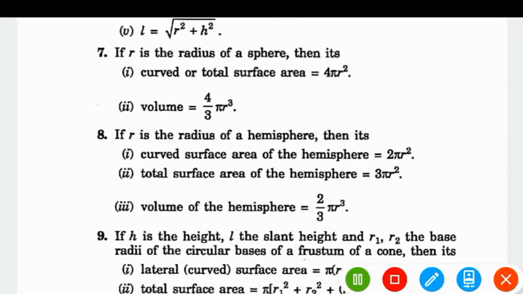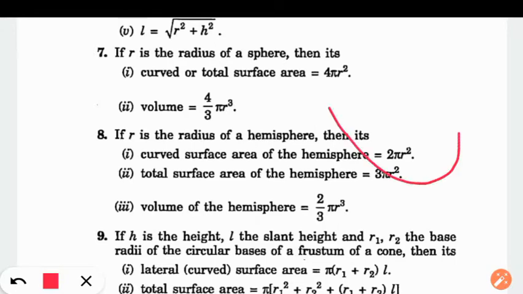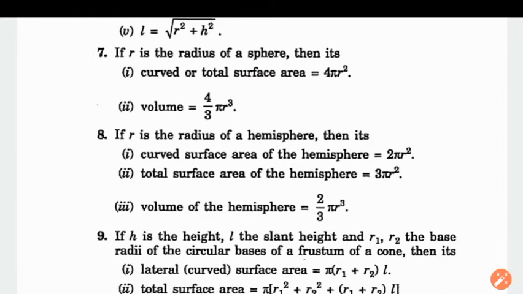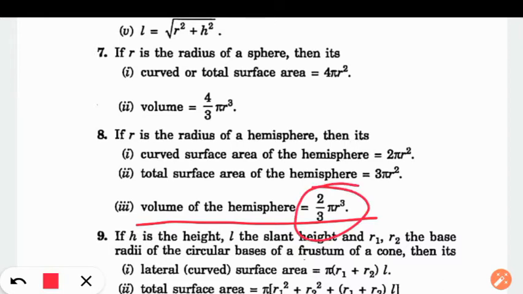But in order to find total surface area, what will be the formula? The area of this one, that is curved surface, is 2 pi r square, and the area of this one is pi r square. So in total we will have 3 pi r square. That is why the formula of total surface area of the hemisphere is 3 pi r square. Now to find the volume of the hemisphere, what is the formula? The formula for the volume of the sphere is 4 by 3 pi r cube. So half of that is 2 by 3 pi r cube. Understood?